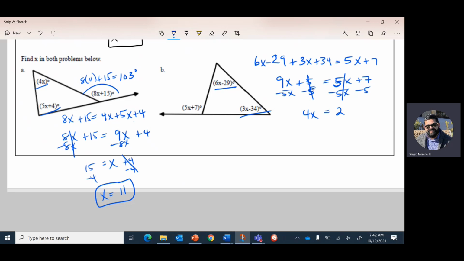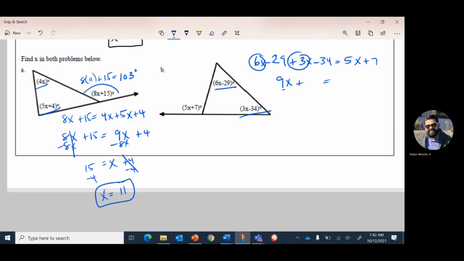I just realized I made a mistake here. I think I did minus 29 and plus 34. So this plus 34 should have been a minus 34, which means all of this changes up a bit. Let me go and fix this. I'm sorry about that. So it's going to start over a little bit. 6x plus 3x, it's 9x. Negative 29 minus 34. That's not addition, that's subtraction. So I would have a minus 63.